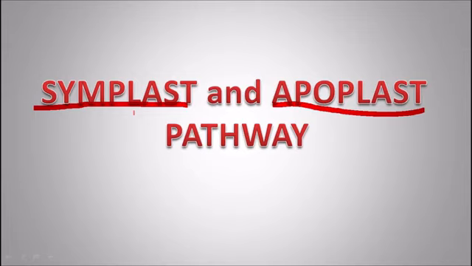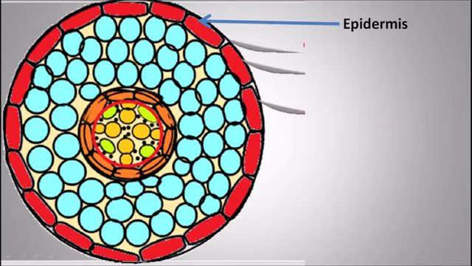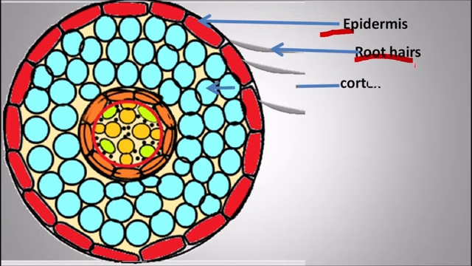Now let's have a cross section of a root in order to understand how water is absorbed. The outermost cells are, as you know, called epidermis or epiblema in the case of roots, and these cells contain projections called root hairs, which are unicellular. These projections have the water absorption capability, and after that comes the cortex, which is formed by parenchyma tissue.